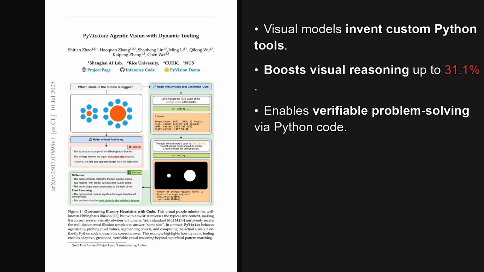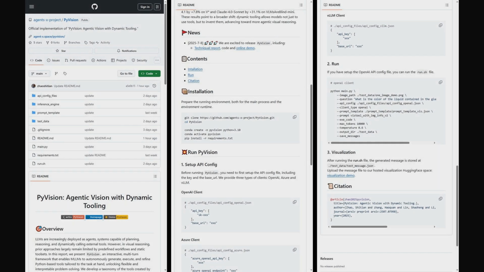The paper is titled PyVision, Agentic Vision with Dynamic Tooling, and the core idea here is really what's so powerful. Instead of relying on a fixed set of tools, this approach allows models to autonomously generate and refine their own Python tools to solve visual problems. Also, the authors shared the official implementation on GitHub.